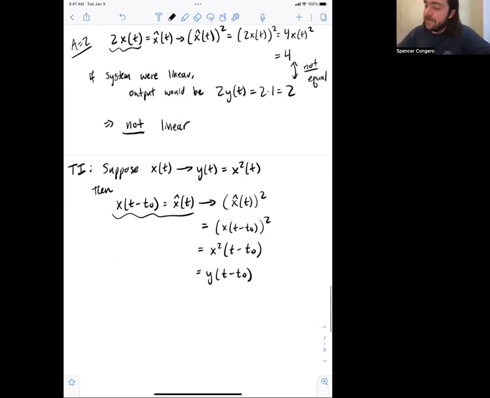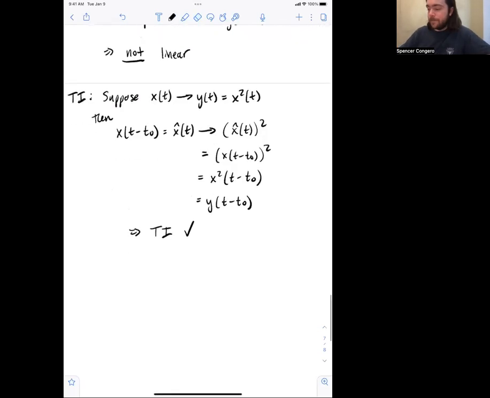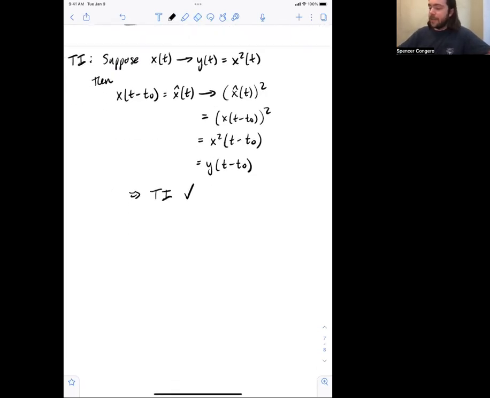Okay, and this is exactly what time invariance wants us to show. That if I shift my input by some amount, I get the same output I got before, y of t shifted by the same amount. So yes, the system is TI. Okay. So that was pretty okay. Okay, last example.